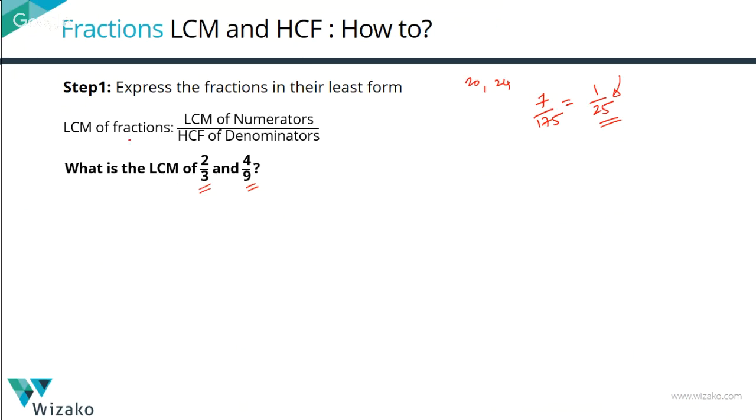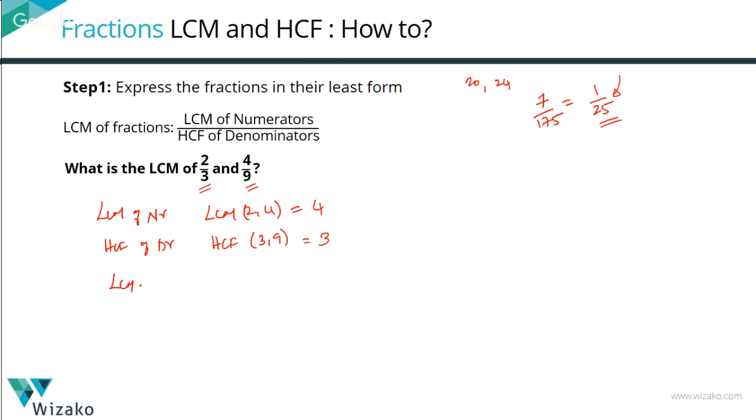We're trying to find out the LCM of the fractions. First step, LCM of numerators. The numerator of the first number is 2. The numerator of the second number is 4. So let's find out the LCM of 2 and 4. LCM of 2 and 4 is equal to 4. Let's find out the HCF of the denominators. HCF of denominators is HCF of 3 and 9. Common to 3 is 3 because 3 is a prime number. 9 gets prime factorized as 3 square. So the factor common between 3 and 3 square is a 3 in its lowest power, which is equal to 3.